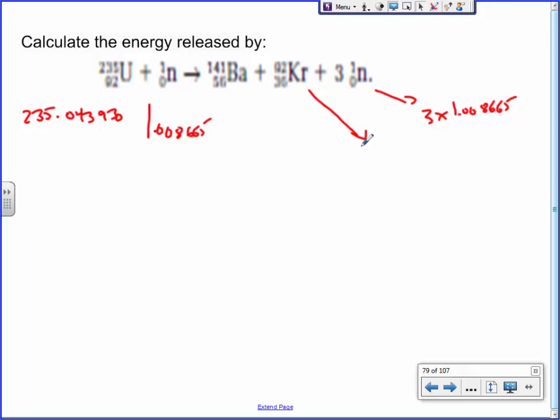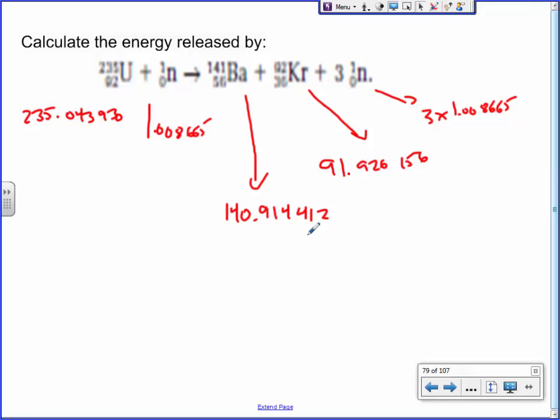Krypton, that's Krypton 92? Krypton 92 is 91.926156. And then barium 141. There it is. 140.914412.